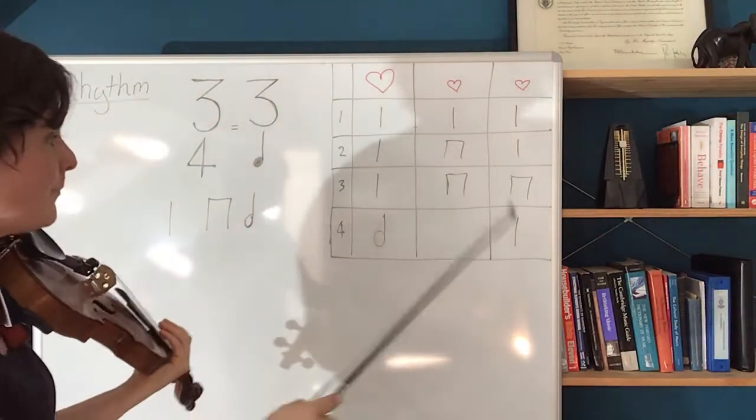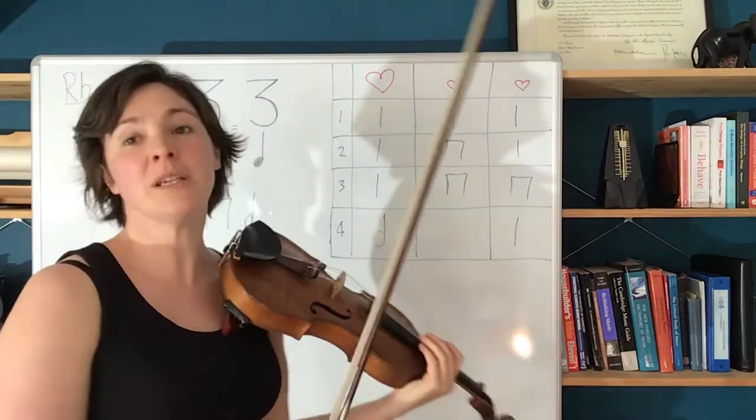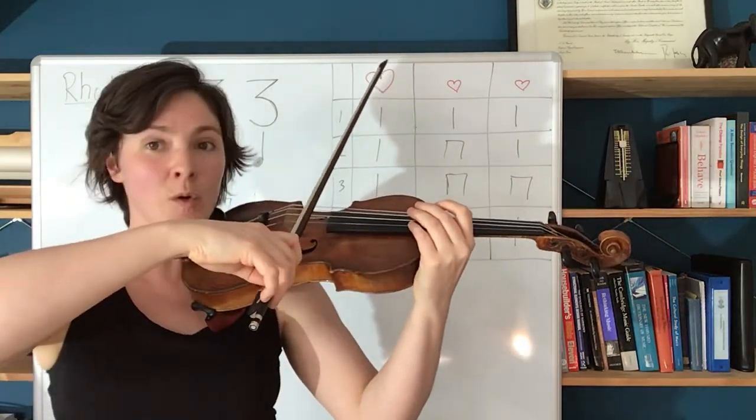And the last one, again, looks pretty simple, but we need to not bulge on this last beat of the bar. So we're gonna have a slightly slower bow for our two-woo.